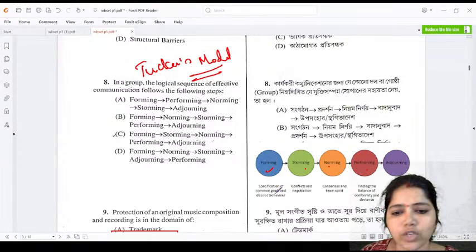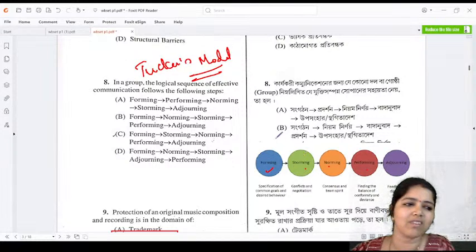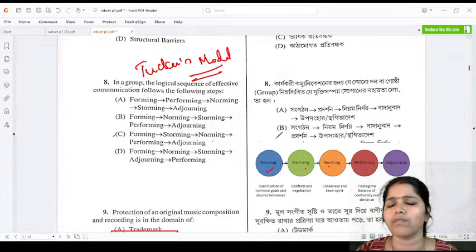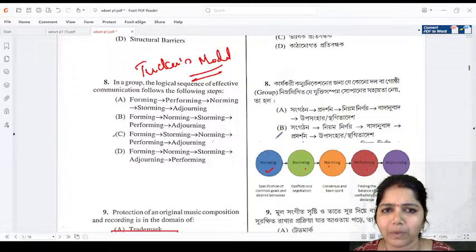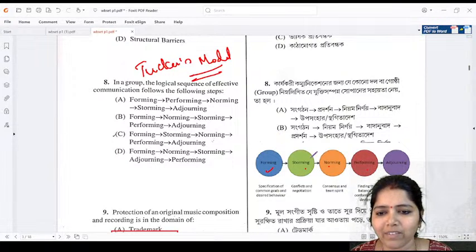Forming means specification of common goals and desired behaviors will be done here. Storming means we'll be doing brainstorming. Many conflicts will be there. We'll be doing negotiation between the group people. Right? Storming will be there.